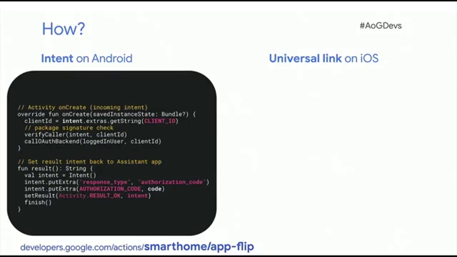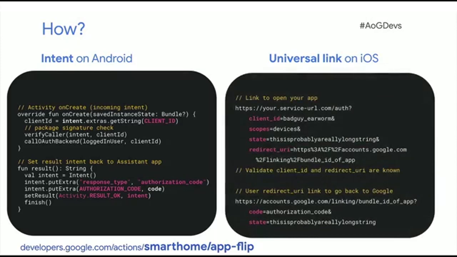Once you've done that, and you've gotten a code back from your server, you can create a new intent that you're going to send back to Google. You'll add a couple extras. One is response type, which you set to authorization code, and the other is the actual authorization code itself. You want to make sure to set the result to OK, and then you're going to launch back into Google.